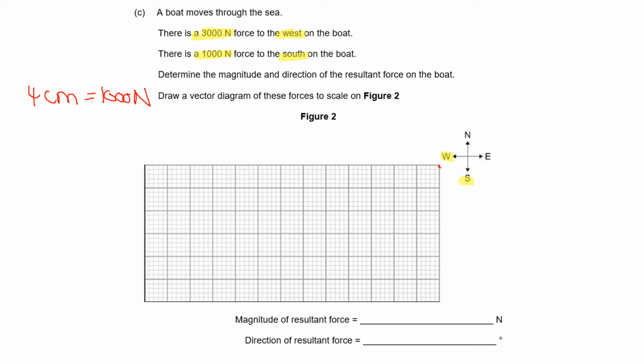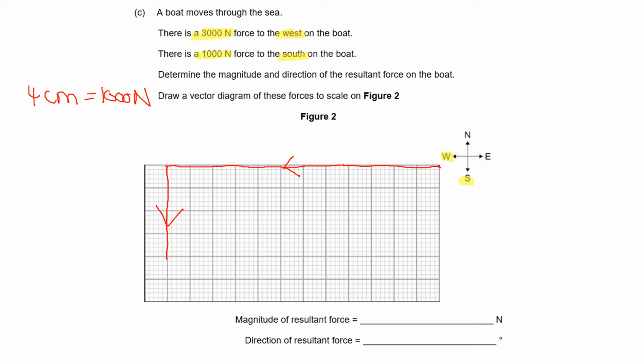Okay, so in this case then I'm going to go 3,000 to the west. So if 4 centimetres is 1,000, I need to go 12. So I'm going to count along 1, 2, 3, 4, 5, 6, 7, 8, 9, 10, 11, 12. Okay, now obviously if you're doing this with a pencil and ruler, it will look a bit tidier. I then have to do 1,000 to the south, so I've said that 4 squares is 1,000. 1, 2, 3, 4, and there's my second one. Now obviously you can make this smaller, but the bigger the diagram, the more accurate your answer is going to be.